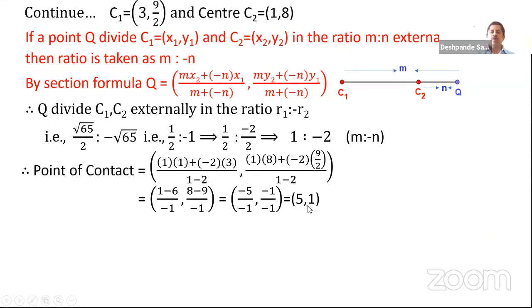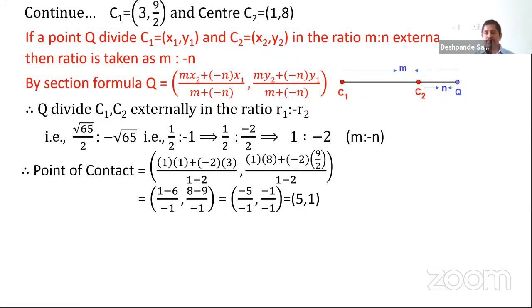So you have got the two circles touching each other internally, but the ratio is external. See the difference: circles touching each other internally and the ratio is an external ratio. So the point of contact Q is 5, 1. So two aspects of this problem are over.